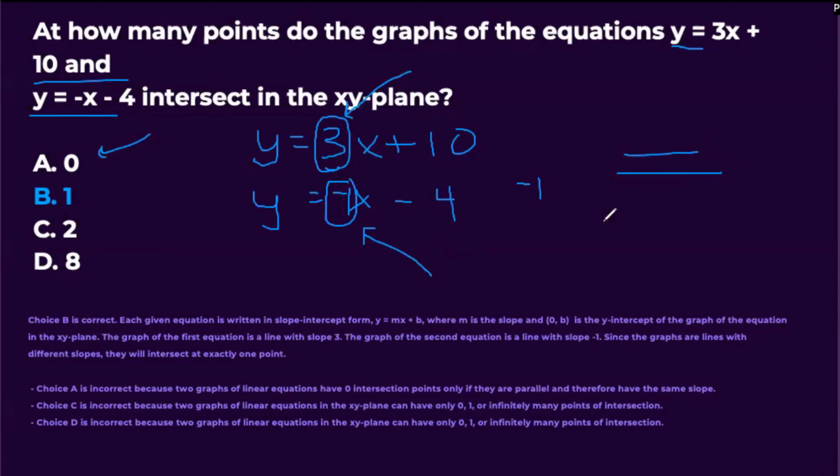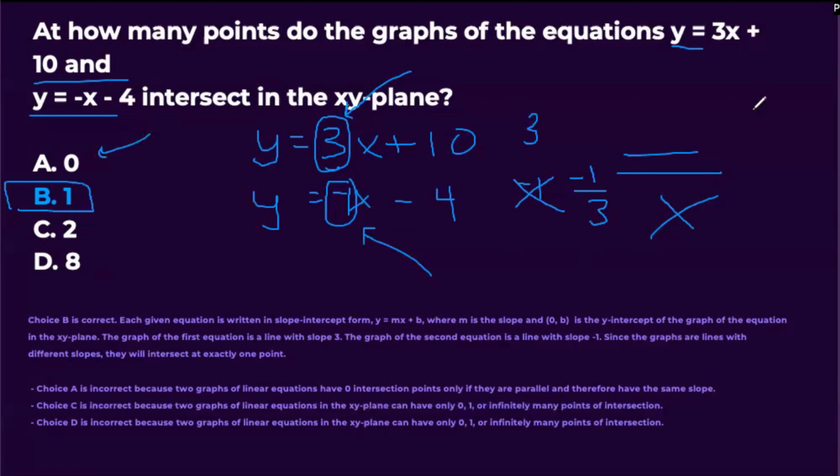Now, if they have opposite reciprocals, so for example, if this first equation's slope was 3 and the second equation was negative 1 over 3, we know that they would be perpendicular and also intersect at 1 point. Because they have two slopes that are different, we can assume that they're going to intersect at some point. So you're going to say it's 1 point. You could also solve this by plugging it into Desmos and seeing where it intersects, and you'll see that it intersects at 1 point. So that's another way that you can solve it as well.